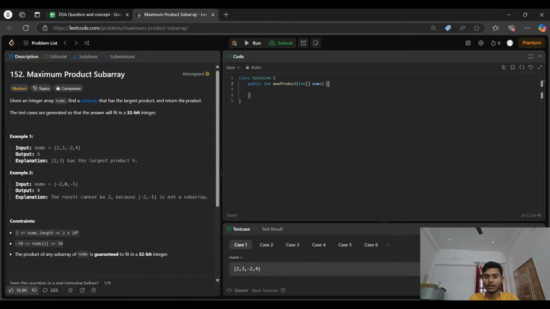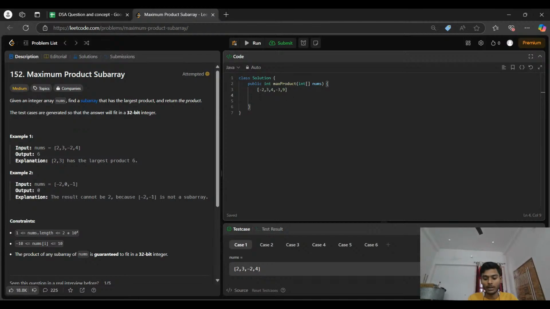It is simple. If my array is minus 2, 3, 4, minus 3, then if we multiply every element, that is my maximum product.